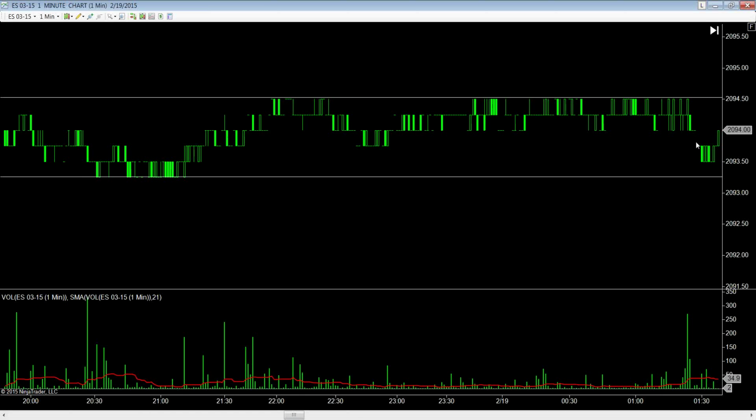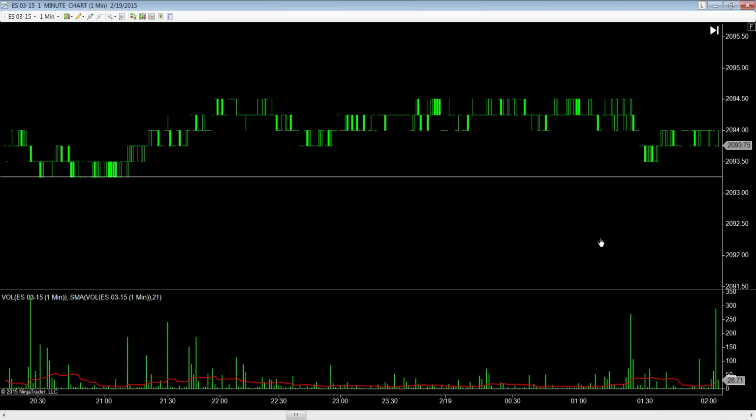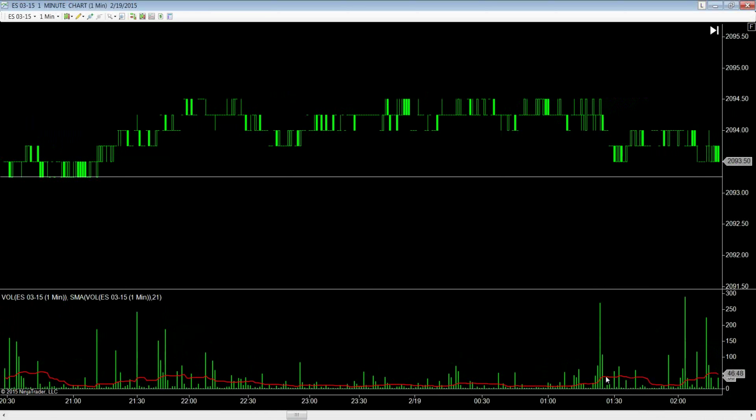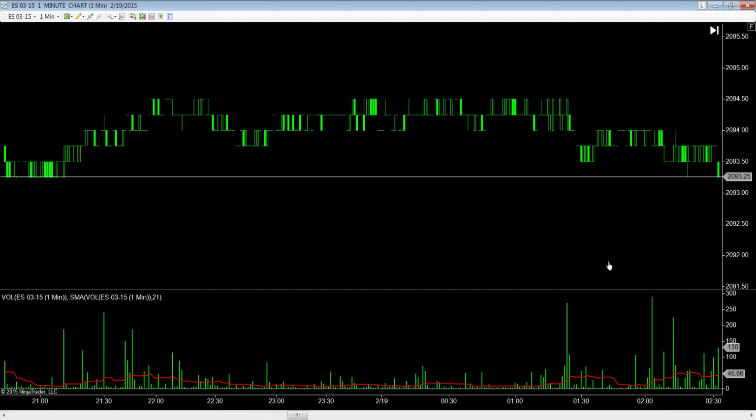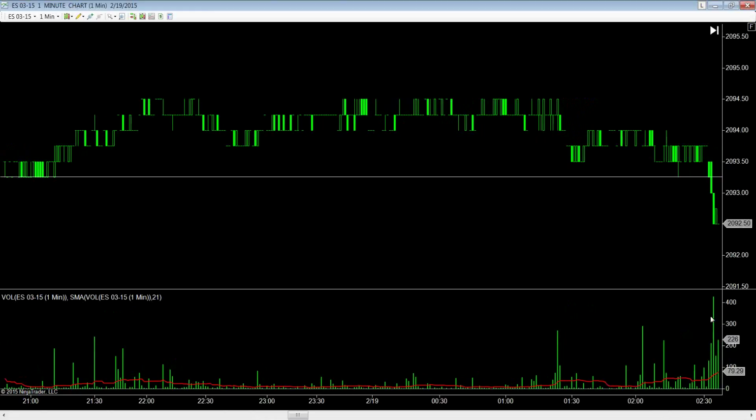Some here are gap down. That's an early indication of weakness. More volume coming in now, getting closer to the European session opening. See the difference? Nothing here. Something. And there you have it.